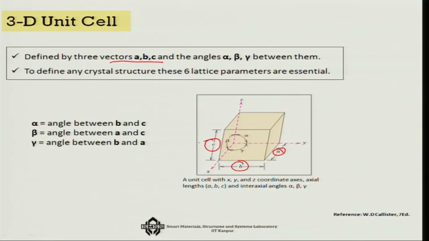Only in some special cases will the angle between them be 90 degrees. Otherwise, we can assume them to be generic angles like alpha, beta and gamma. So, alpha is the angle between B and C by definition, beta is the angle between A and C, and gamma is the angle between B and A. So, these are the 3 angles alpha, beta and gamma, and together with A, B, C they define a generic 3D unit cell.